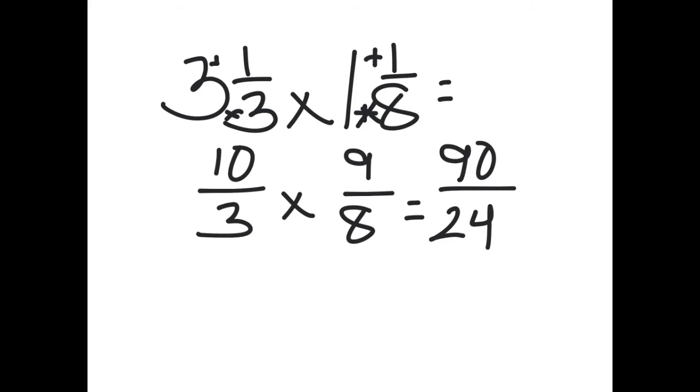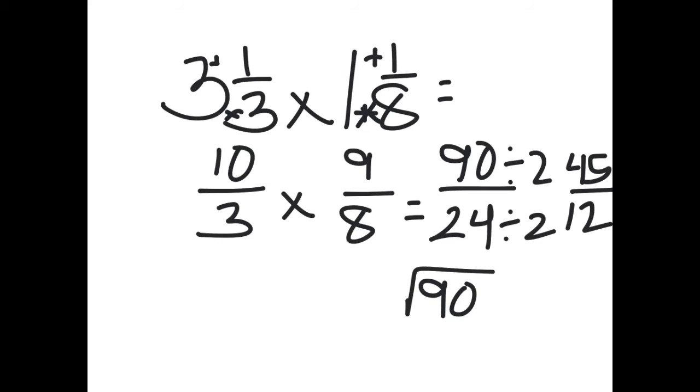Now, you can see that this is just a much harder problem to go about dividing. If I wanted to, I could simplify here knowing that they're both even. So I could divide them both by 2 and get it down to 45 over 12 and work from there. Or I could just work from 90 divided by 24 if I wanted to.